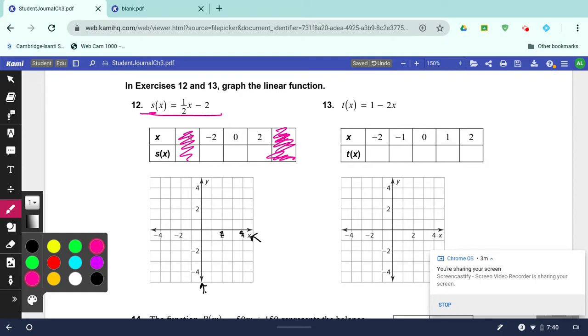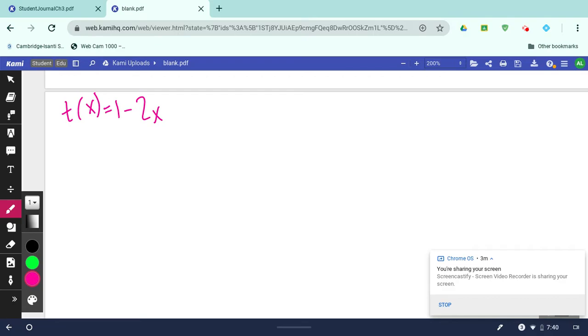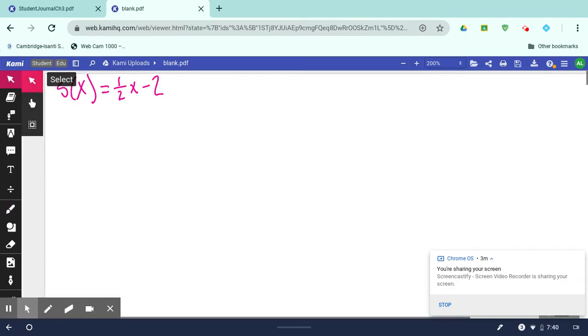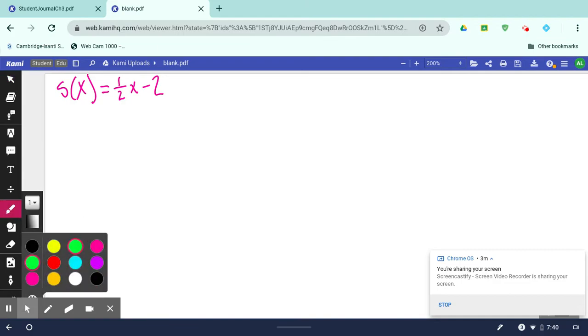So let's go over here and start working some of this out. I've got s of x is equal to 1/2 x minus 2. And I want to plug in -2. I want to plug in 0. I want to plug in +2. So a way I could say that is I want to find s of -2, I want to find s of 0, and I want to find s of +2.